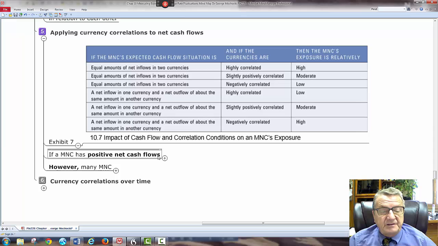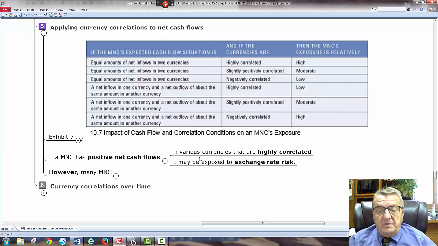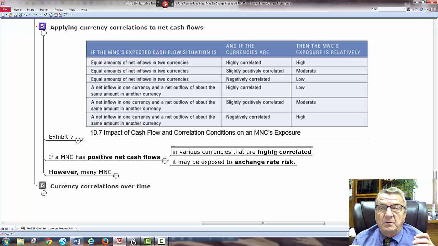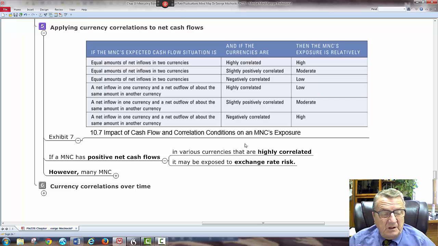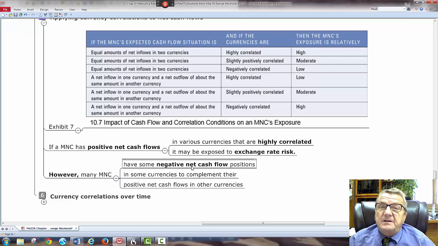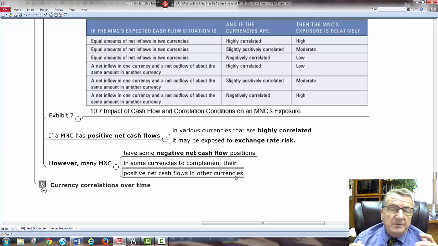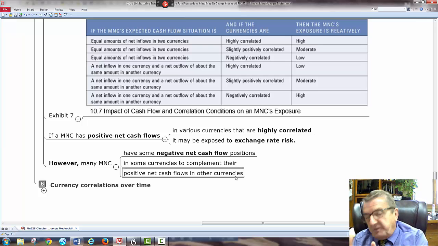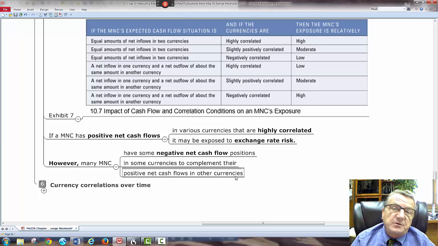And then if an MNC has positive net cash flows in various currencies that are highly correlated, it may be exposed to exchange rate risk. Highly correlated, so if one moves, it's going to affect the other ones. However, many MNCs have some negative net cash flow positions in some currencies to complement their positive net cash flows in other currencies. Basically hedging. So when you look at it, remember, my whole thing is the relationships, not as much to make the money. I like to make money, but then I'm becoming a speculator. I want to make sure that I'm hedging enough to have just the right amount of money at the right time. That's my job. Hopefully I'm always at least breaking even and making some extra money, at least to cover my transaction costs.